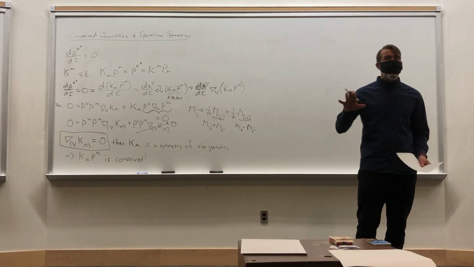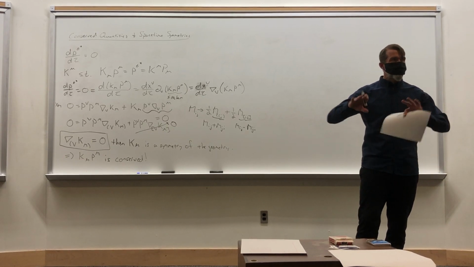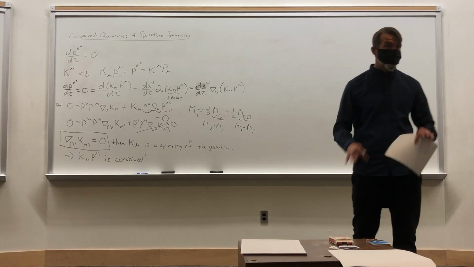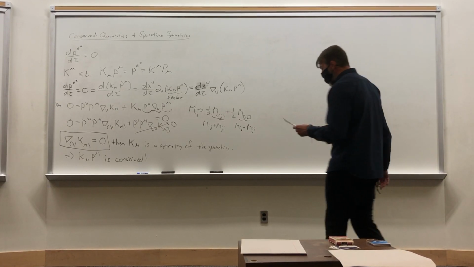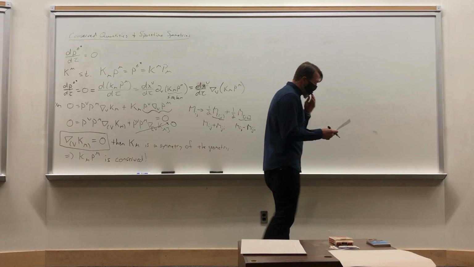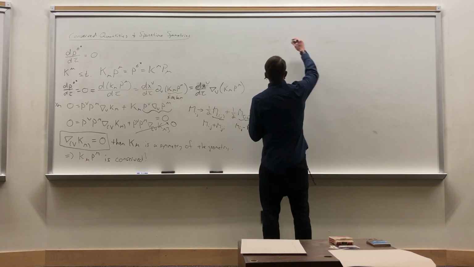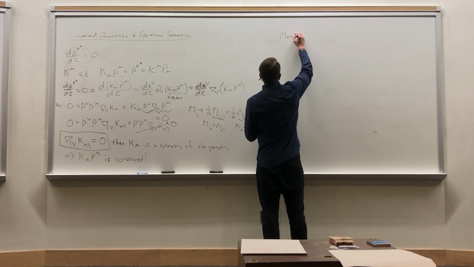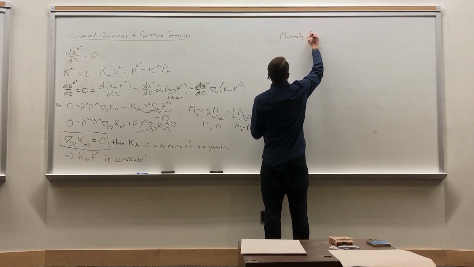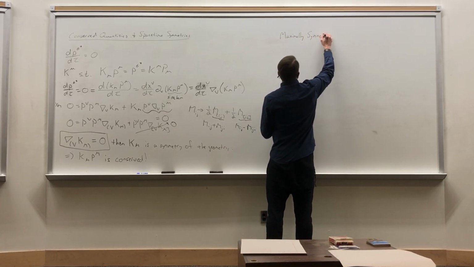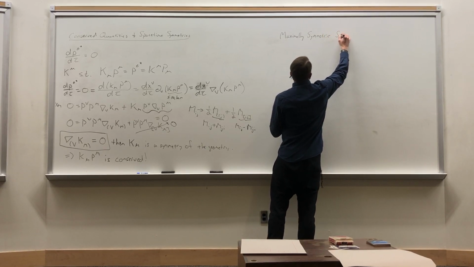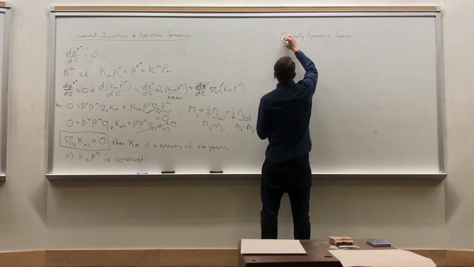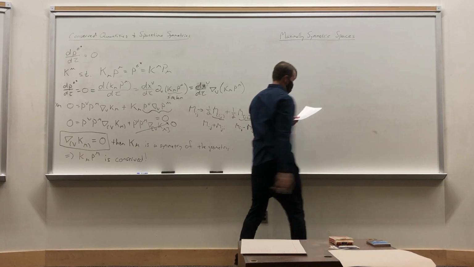Remember, these are space-time symmetries. These aren't the abstract symmetries of some abstract vector space. This is space-time. And it turns out that there's a maximal number. And this corresponds to the symmetries of what is called a maximally symmetric space.